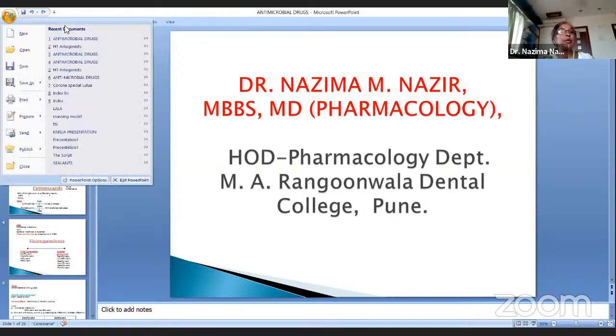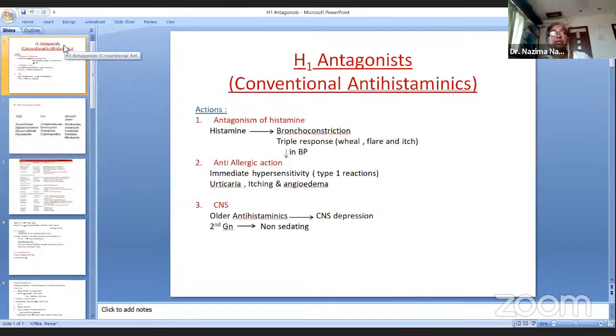Now in the autocoids, the H1 antagonist or the conventional antihistaminics, which they are also called. That part is important in the autocoid. So we'll go through fast. We'll see in brief about the H1 antagonist. Now on this topic, you can get a full question on the classification of H1 antagonist as well as the uses and especially the uses which are more important, and of course the side effects.